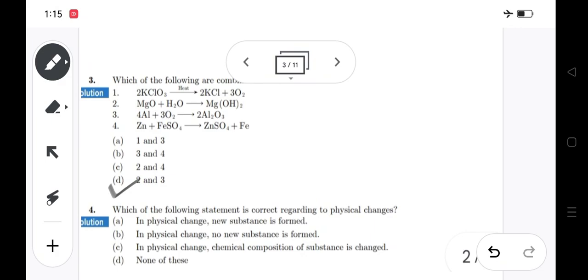In physical change, a new substance is formed. Is that a correct one? No, it's a wrong one. In physical change, no new substance is formed. That is correct. In physical change, the chemical composition of substances changes. No, that is incorrect. None of these. The best answer is B. In physical change, no new substance is formed. Okay.